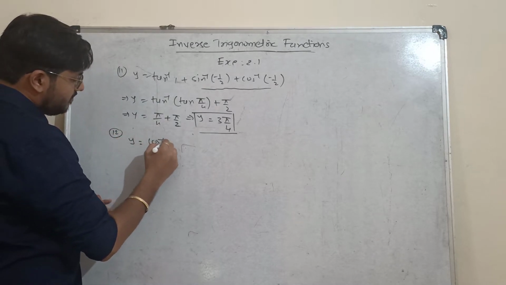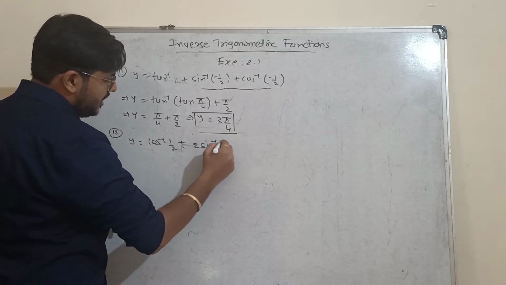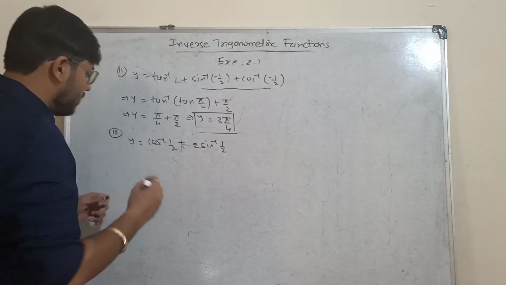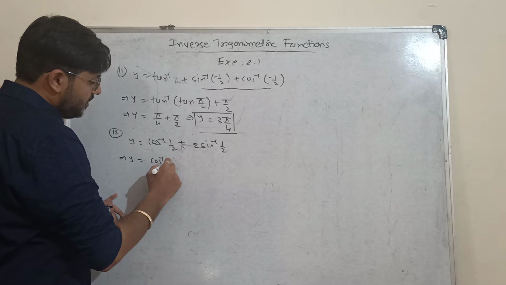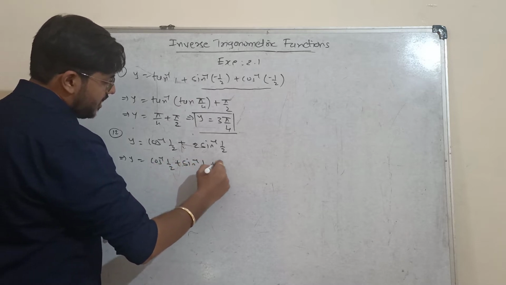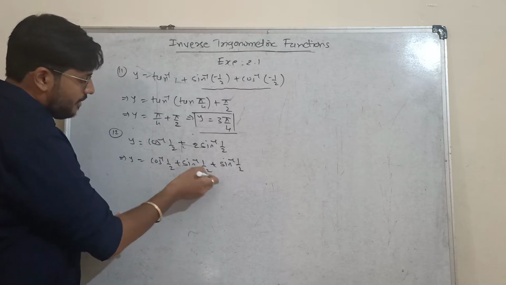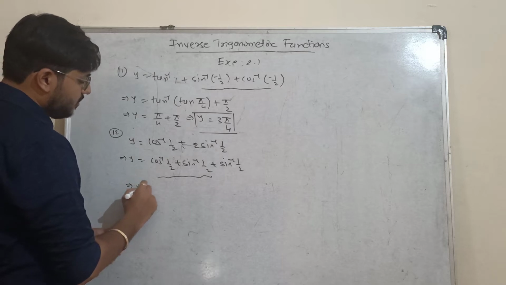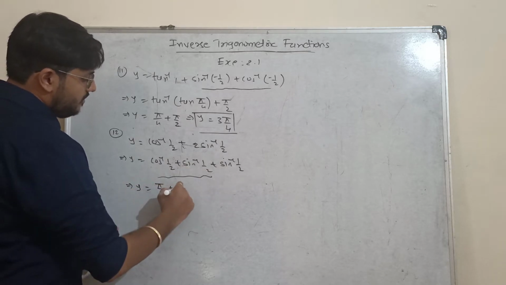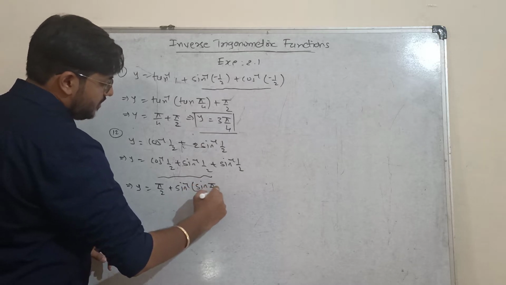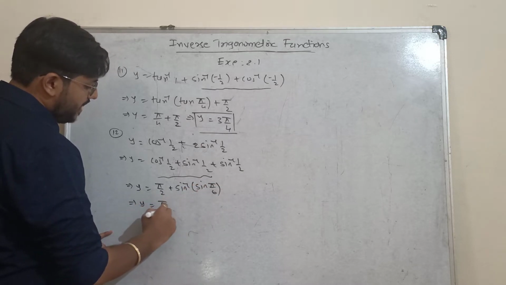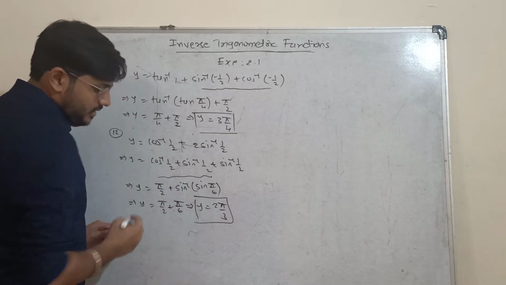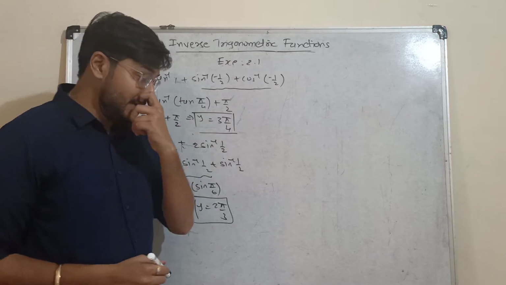Y equals cos inverse 1 by 2 plus 2 sine inverse 1 by 2. So what we'll do first? It's 2 times sine inverse 1 by 2, so I am going to separate them. So it's cos inverse half plus sine inverse half plus sine inverse half. Now here again we will use the property that we have already used in the first question, that sine inverse plus cos inverse is pi by 2, and sine inverse of half can be sine inverse of sine pi by 6. So y equals pi by 2 plus pi by 6. So y will be 2 pi by 3. This is your answer. Right?